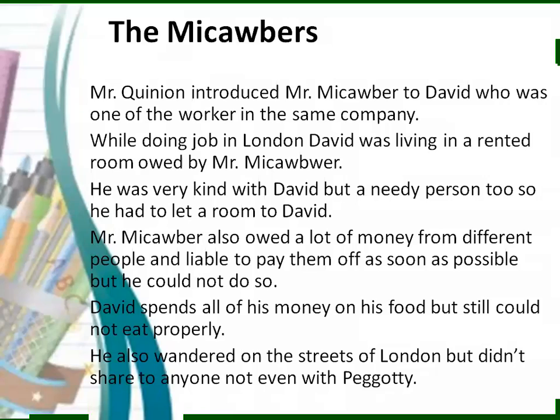He also wandered on the streets of London, but didn't share with anyone, not even with Peggotty. Everybody to whom he would share, they would become worried for David. So he was not able to share anything with anybody, and he was wandering on the streets of London. He could be a thief also. Very needy and bad people were giving company to David, but he decided not to share this with anybody. He was just passing the time.